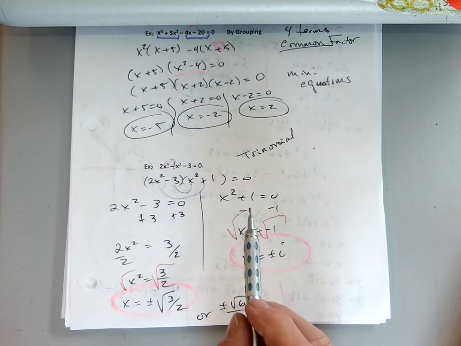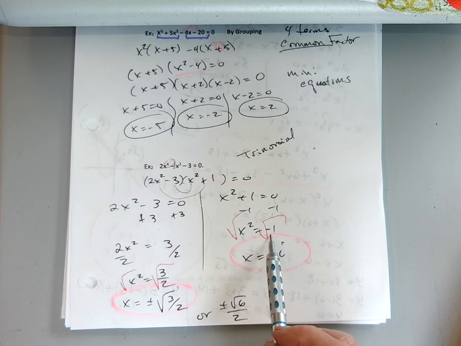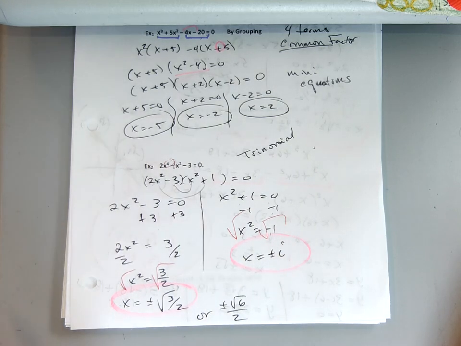Okay. Second group, minus 1, minus 1. I think I'm going to have a problem because I'm going to take the square root of negative 1, which is i. So plus or minus i.